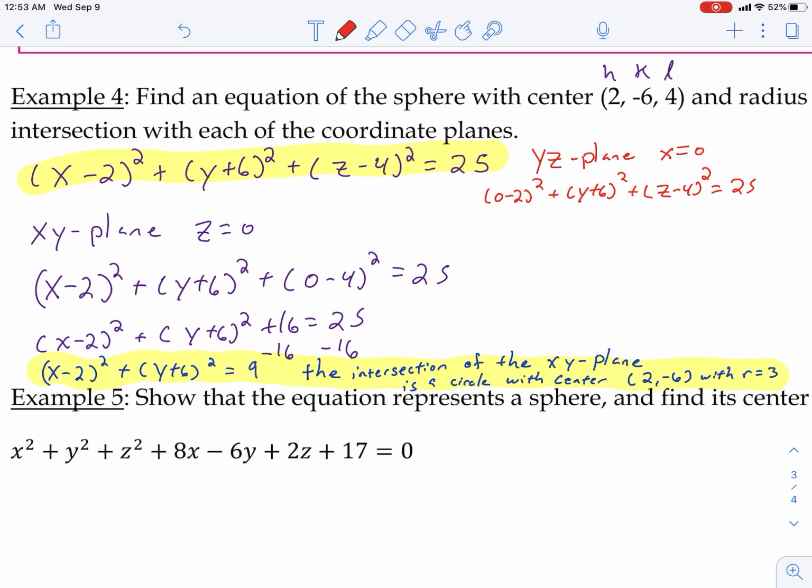So, and solve: 0 minus 2 is negative 2, so we square the negative 2, we get 4. So this becomes 4, and we're going to subtract 4, and so we're just going to get 21. So our circle equation is going to be y plus 6 squared plus z minus 4 squared equals 21.